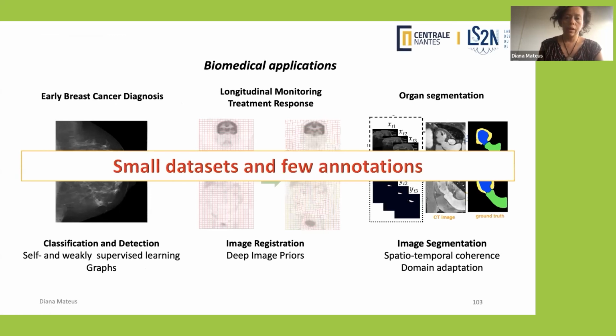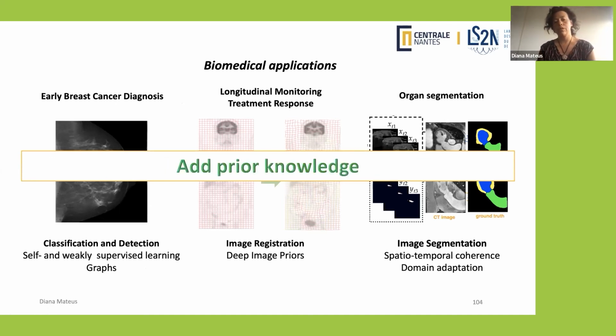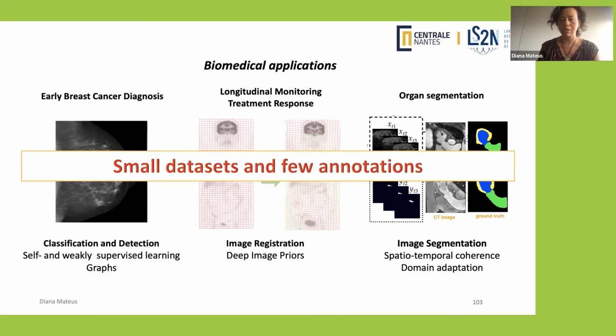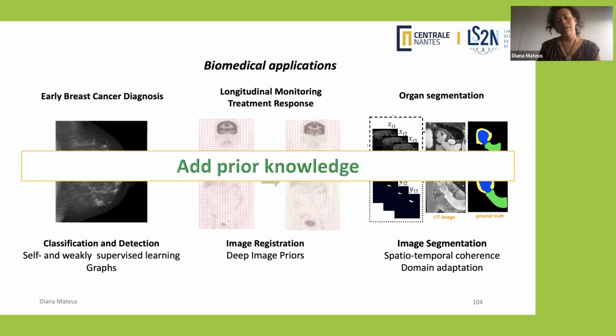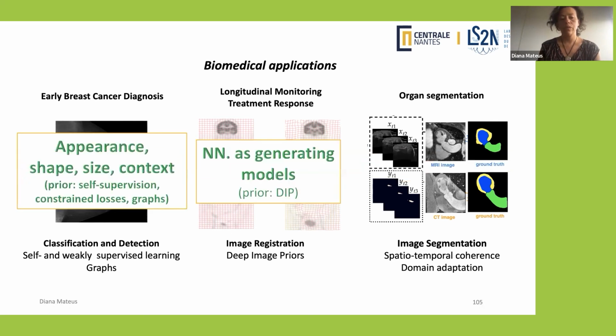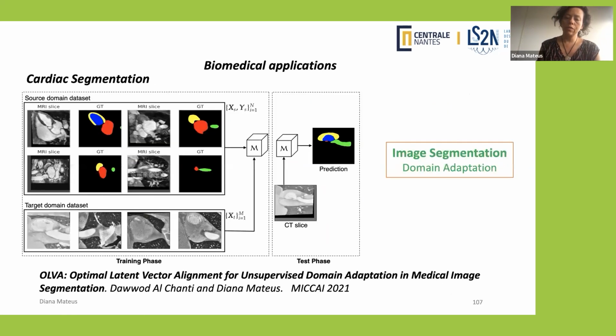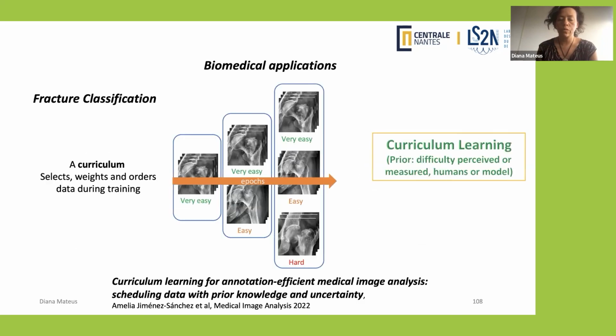Okay, so as I had foreseen, I won't be able to talk about this, but you probably will have access to the slides afterwards. So my motto is small data sets and few annotations. And how do we cope with this? Adding prior knowledge in different manners. For instance, we saw prior knowledge in appearance, shape, or context, or also prior knowledge that is implicit in the architectures of deep networks. I'll leave you some references on the slides on other types of work that are dealing with similar problems and other solutions for coping with those.